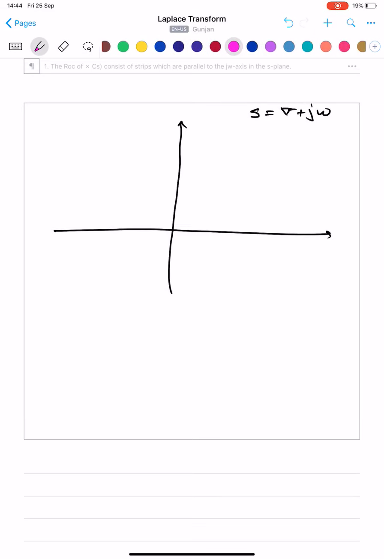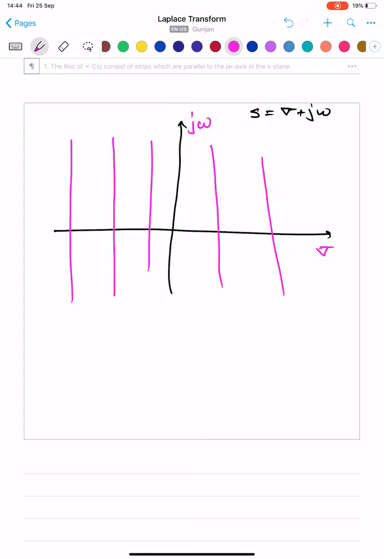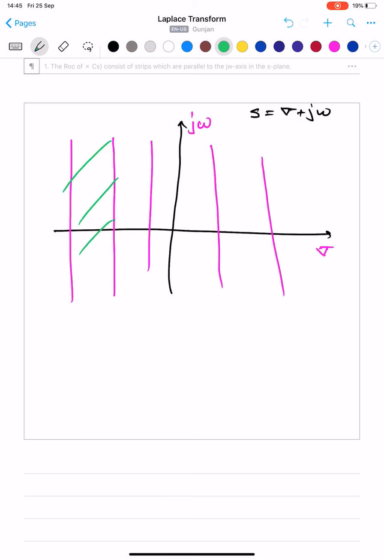So if we sketch it, you know s equals sigma plus j omega, and this is your sigma and this is your j omega. So the ROC will be containing the strips which are parallel to the j omega axis. It means the ROCs are like this, maybe like this. So any one of them can be ROC. It will be in the form of strips which are parallel to maybe this or maybe this, but they are always strips which are parallel to the j omega axis.